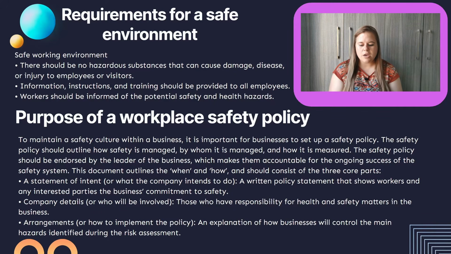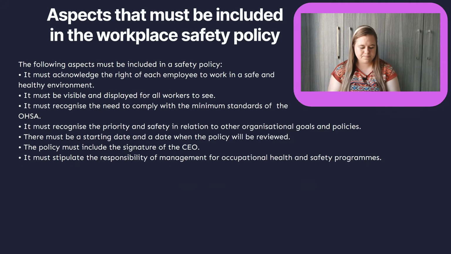These parts are: it should consider a statement of intent, or what the company intends to do. This is a written policy statement that shows workers and any interested parties of the business that they commit to safety. Company details, or who will be involved: those who have responsibility for health and safety matters in the business. Arrangements, or how to implement the policy: an explanation on how businesses will control the main hazards identified during the risk assessment.